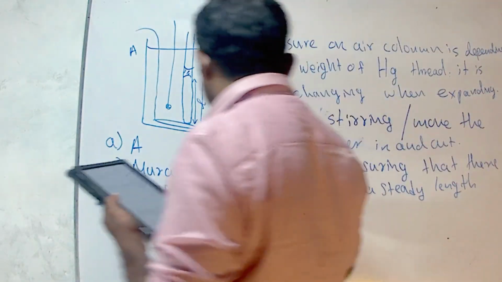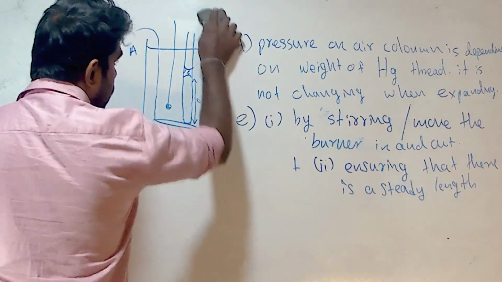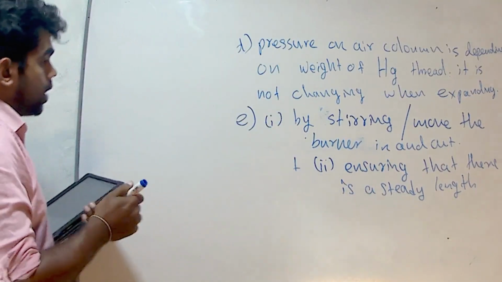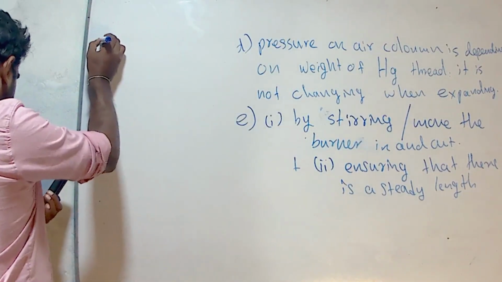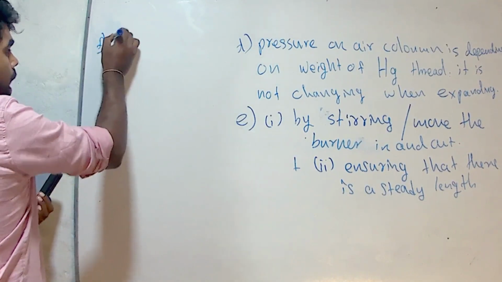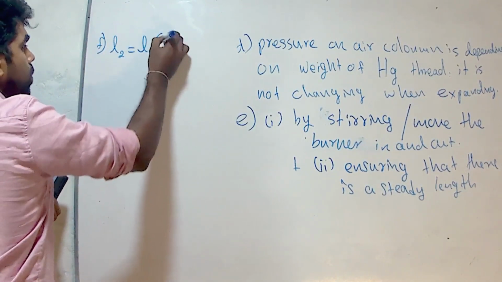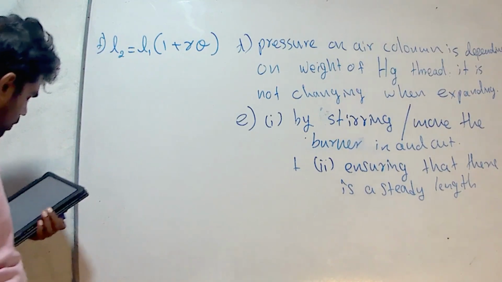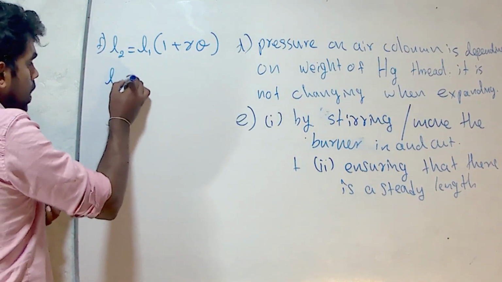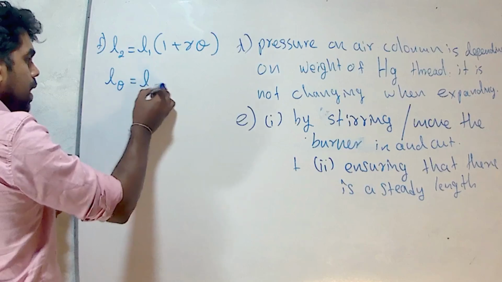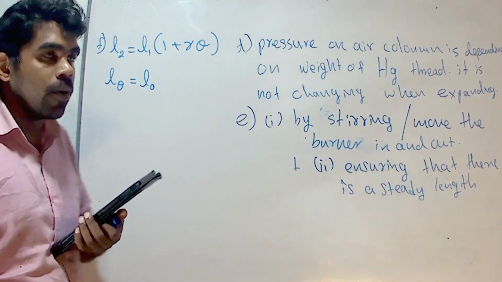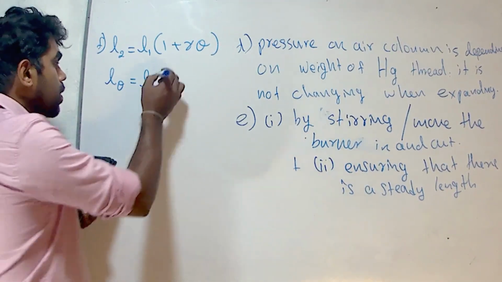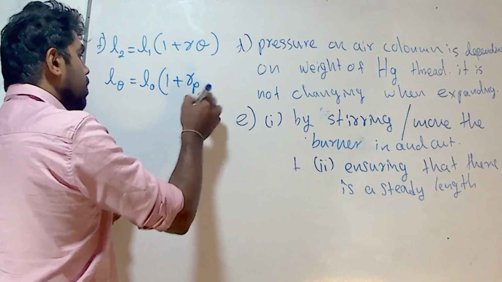We have to use the equation for expansion. We know that volume after expansion L2 should be equal to L1 into 1 plus gamma theta. Now they have given the length corresponding to theta temperature is L theta, initial temperature 0, therefore length corresponding to 0 degrees L naught, 1 plus gamma P.